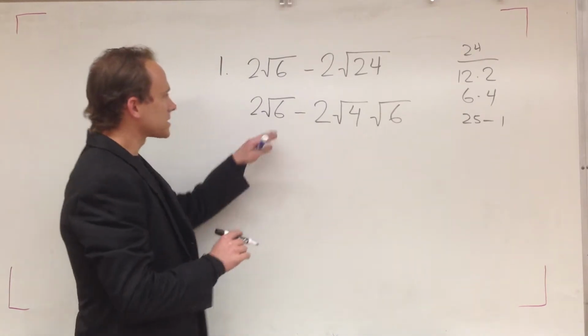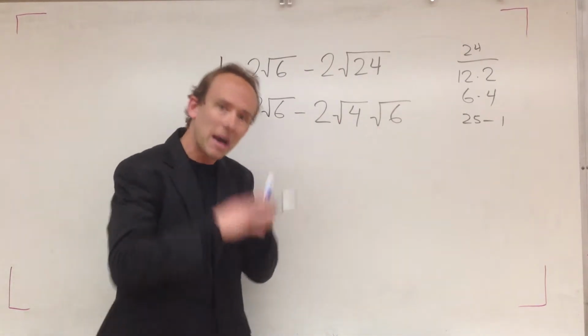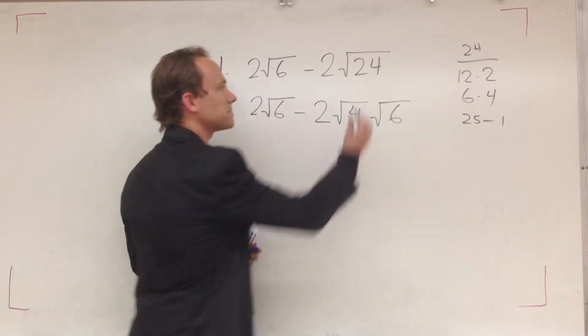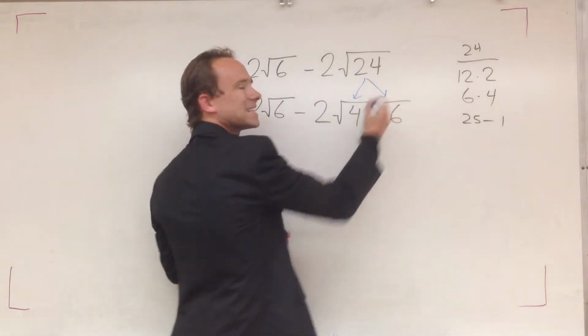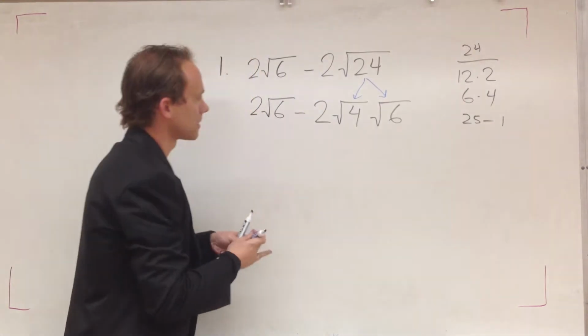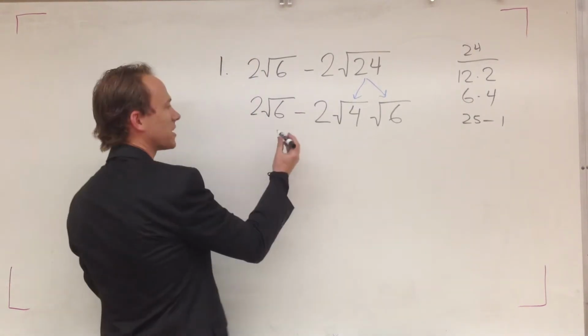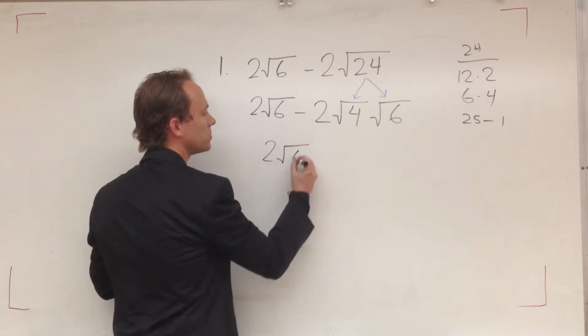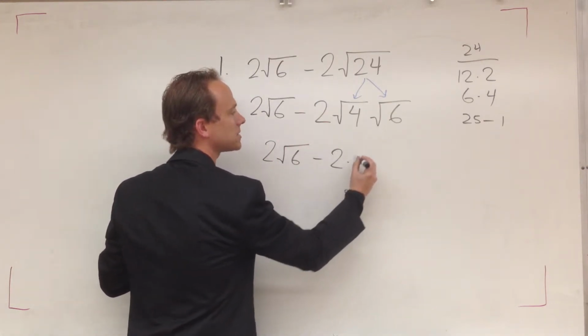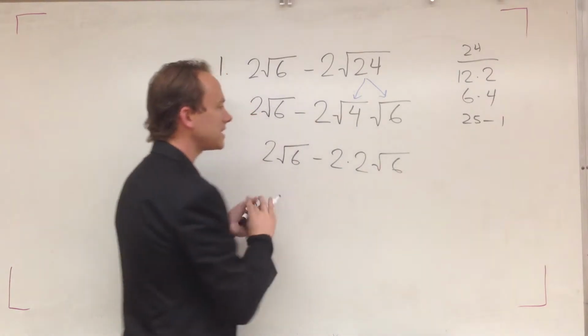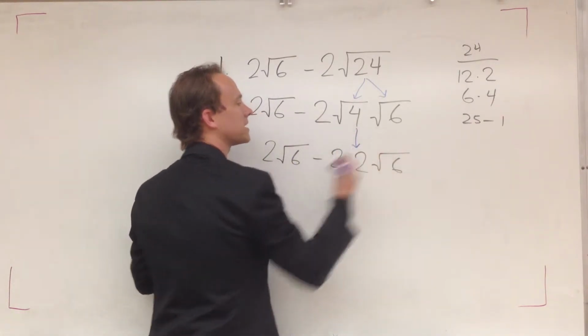But anyways, look at this. I got a 6 here and I got a 6 here. So in my mind, I'm thinking, good. I'm seeing like terms and I'm getting excited about that. And I also know a little something about the square root of 4. Look, I got 2 root 6 minus 2 times 2 root 6. Here's that 4. That 4 became that 2.